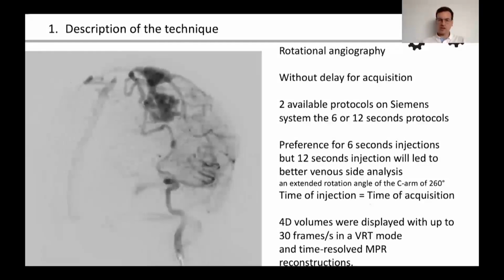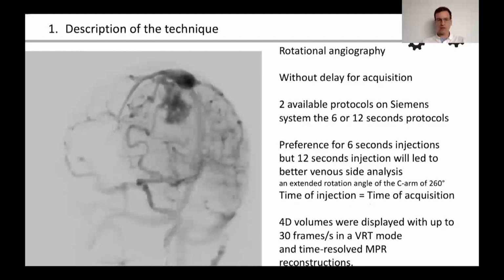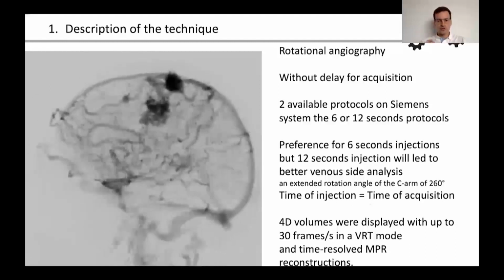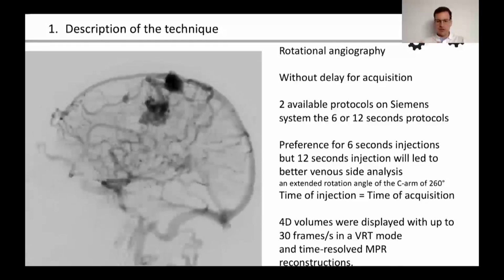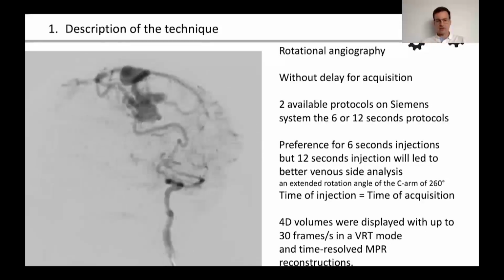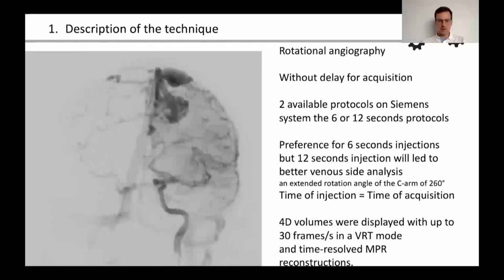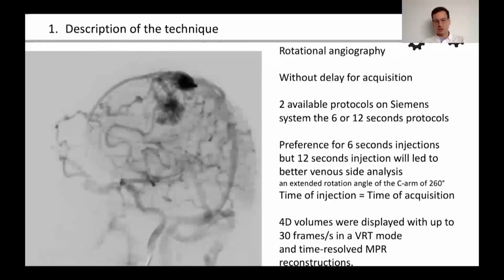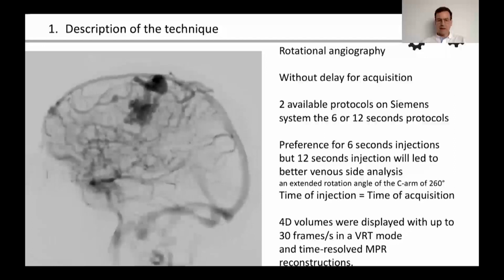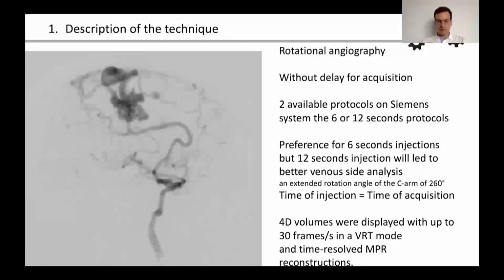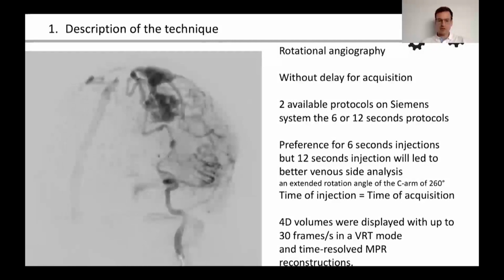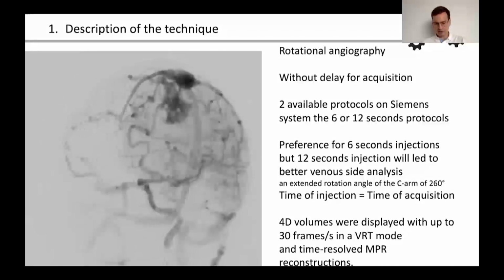Just one word for the technique. It is a rotational angiography without delay. You have two protocols on the Siemens angio suites, with an extended rotation of 260 degrees. The time of injection is the time of acquisition, and 4D volumes are displayed with up to 30 frames per second in a VRT mode and a time-resolved MPR reconstruction.